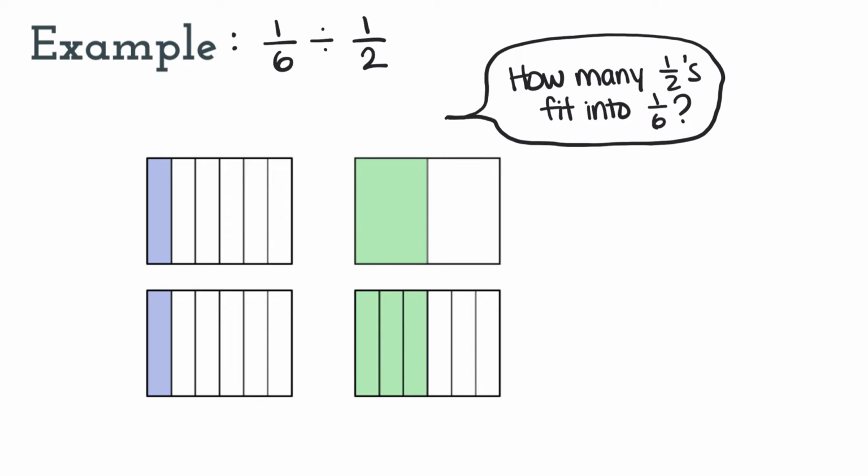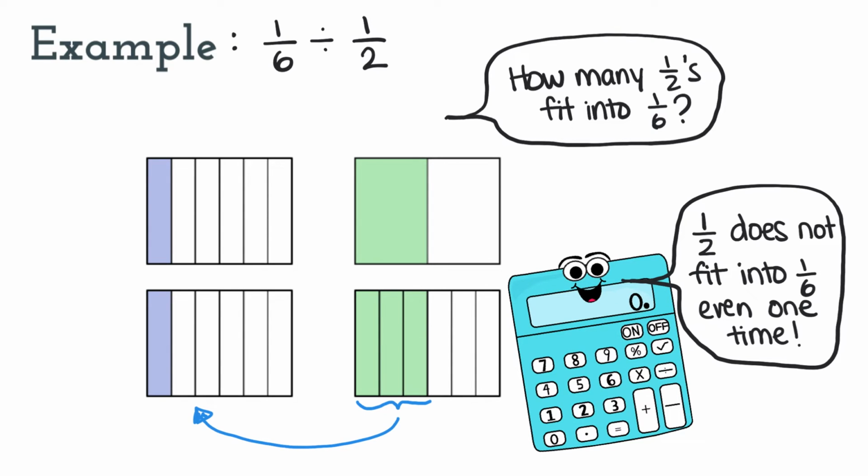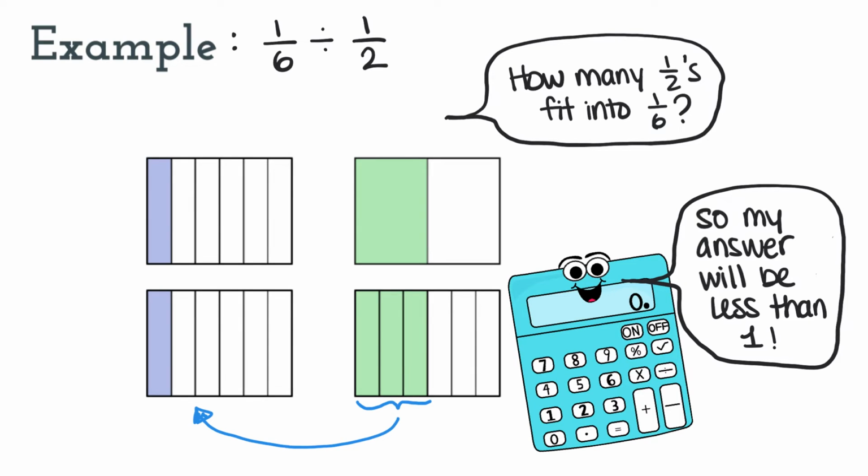So let's show that. Okay, if we look here in our model, 1/2 doesn't even fit into 1/6 one whole time. So that means our answer is going to be less than 1. Now notice that only 1/3 of this fits into the 1/6. So this tells us that 1/6 divided by 1/2 is going to be 1/3.